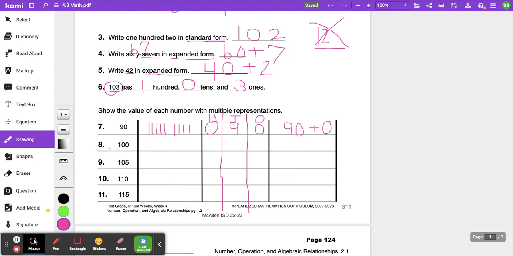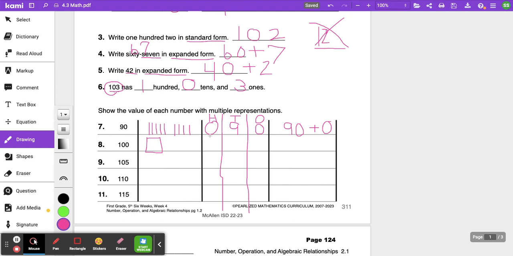All right, let's do number 8. First one is to sketch. How do I sketch 100? Not a dot, not a line. It's a square. So we're going to sketch the square. And I have no tens and no ones, so I can leave it just like that.